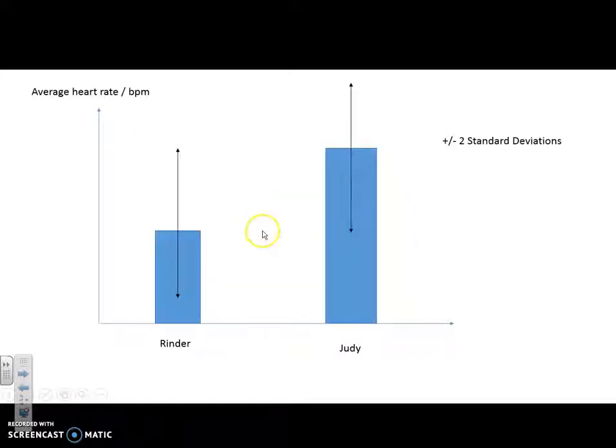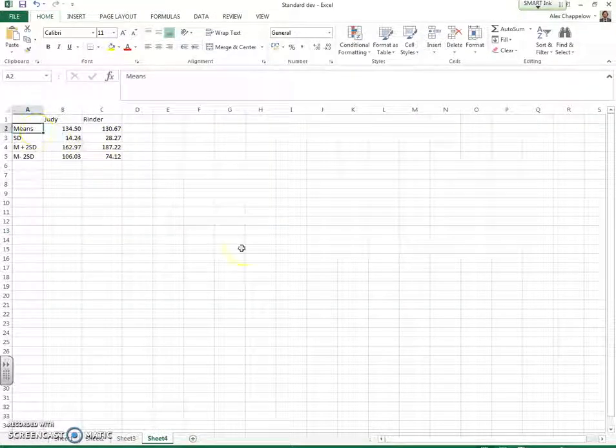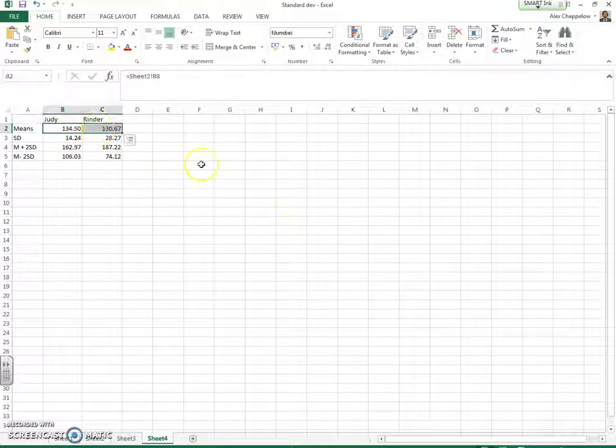Okay, so looking at Judge Rinder and Judge Judy, what we're going to do is produce a graph that looks a bit like this, and here's how you do it. You take your means for each of them. So those are the two means. There's a little bit of difference there. You put your standard deviation underneath, and then you work out your mean plus 2 standard deviations. So I've added 14.24 twice onto 134.5, and you get 162.97 ish. And then on this one, I've done the mean minus 2 standard deviations.